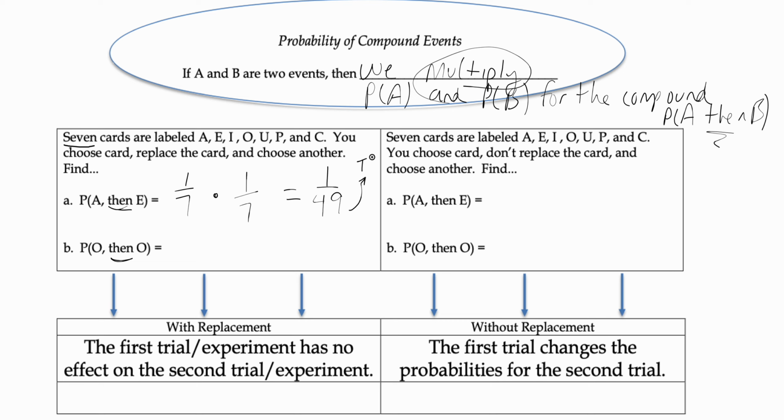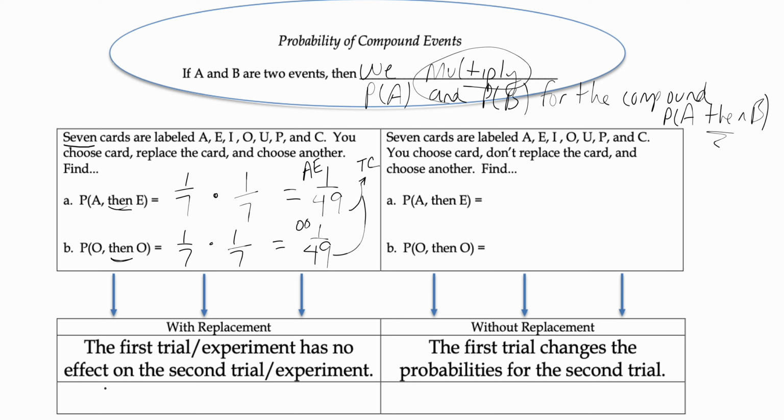This 49 represents the total number of combinations. This 1 represents how many of them are A and E. Now notice that's not the same thing as E then A. E then A would still be 1 out of 49. It's just a different one of the 49. How about an O then an O? Well, obviously still 1 out of 7, followed by a 1 out of 7 for 1 out of 49. Again, the 49 is still the total number of combinations, and then that 1 is the OO combination.